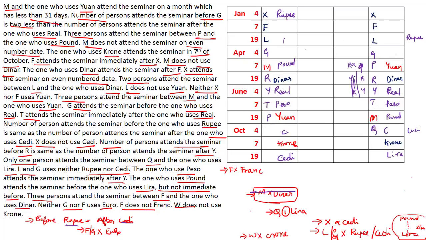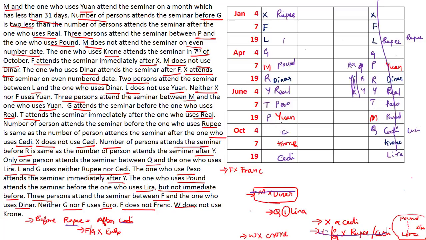Only one possibility, that cedi can be here. If cedi is here, after cedi there is a gap of two persons. So before rupee there should be two persons, 1, 2. So rupee has to be placed here. But if I place rupee here, it is totally wrong. Why? Because LRG do not use rupee. So rupee cannot be placed here. So this possibility would also get eliminated at this point. I hope you got it.